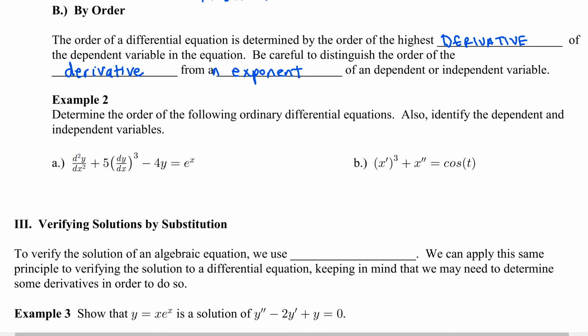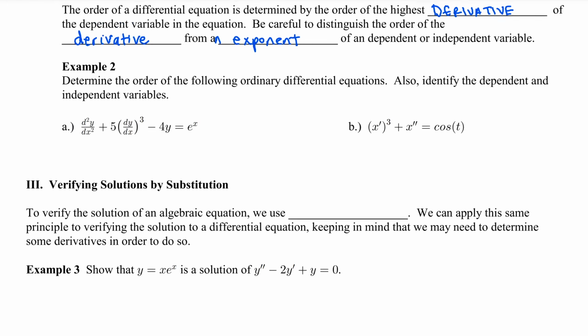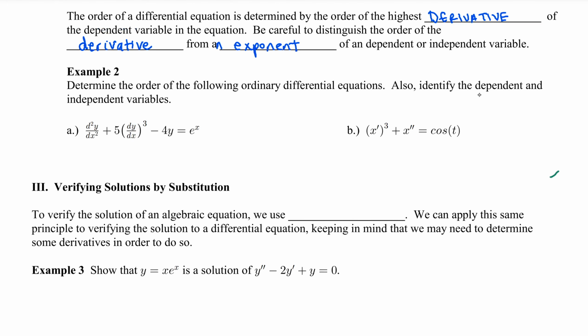Now contrast that with an algebraic equation. The order or degree of an algebraic equation is the highest exponent that I can find on the independent variable in that equation. However, the order of a differential equation is the highest order derivative that I can find regardless of the exponents present in the equation. For example, determine the order of the following ordinary differential equations. Also identify the dependent and independent variables.